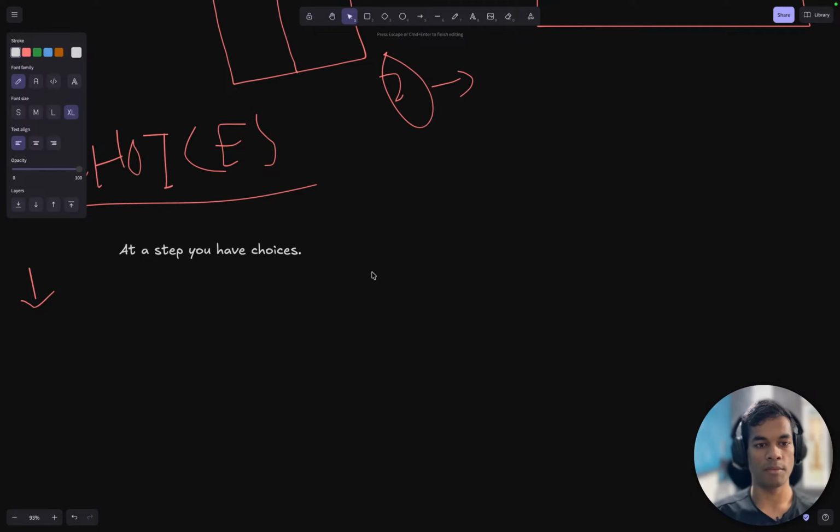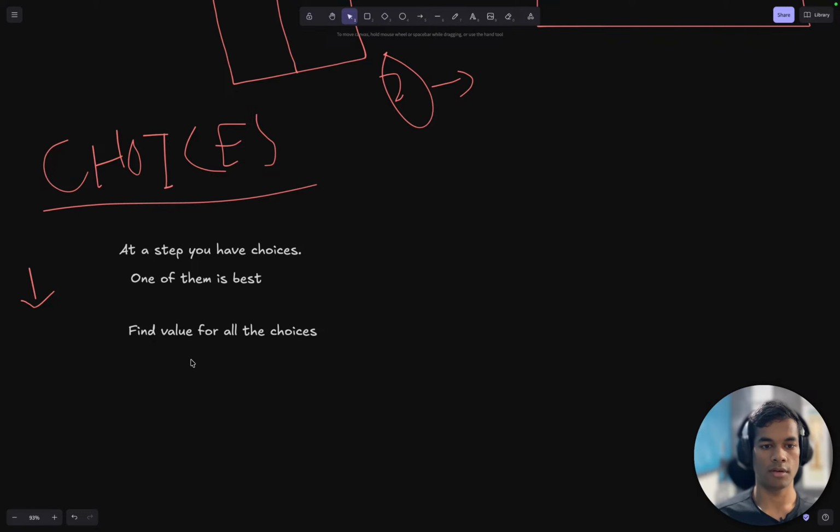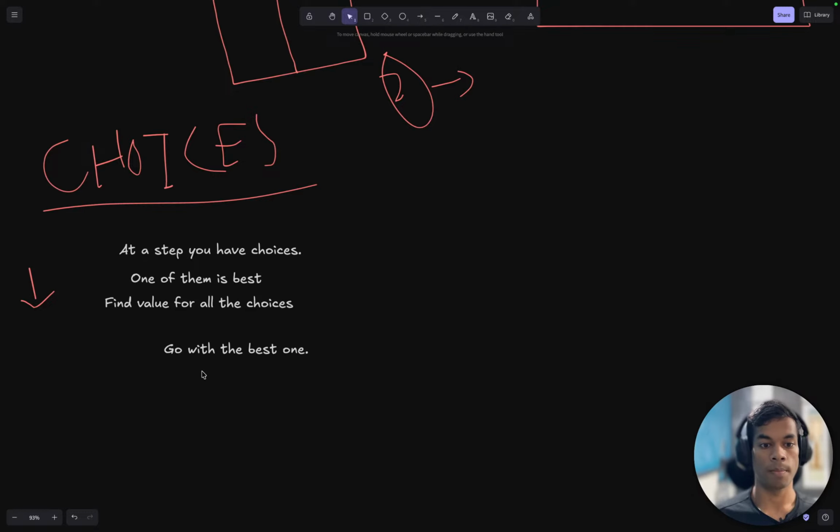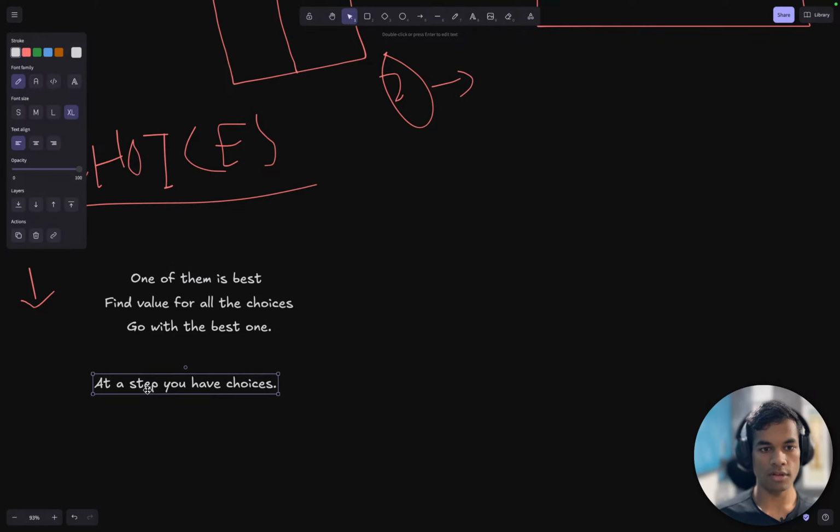At a step you have choices, and you presume, and not just presume, you know for a fact that one of them is best, right? One of them is going to be best. So find value for all the choices, and then go with the best one. But here, our goal is not to find the best optimal answer. Our goal is to find the number of answers. So this step is going to be the same.